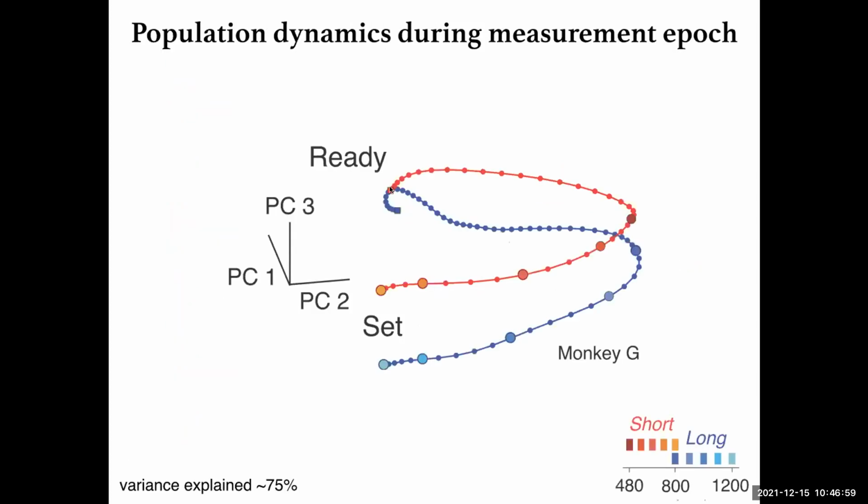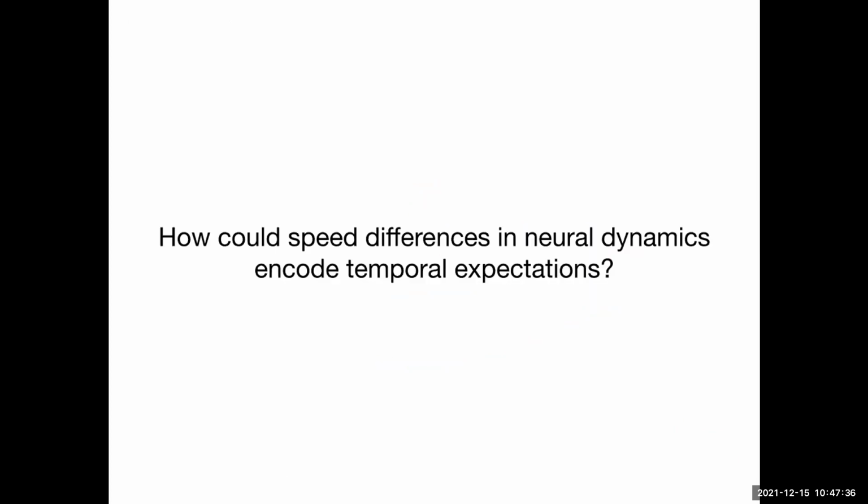Here are the two empirical neural trajectories associated with the two different conditions, red for short and blue for long. What you can already see from this visualization is that the trajectories are highly similar across the two conditions, but the speed at which the trajectory evolves is much faster in the short condition compared to the long condition. Here you can infer the speed visually by looking at the spacing between consecutive states, which are separated by 20 millisecond bins. So how could speed differences in neural dynamics be related to temporal expectations?